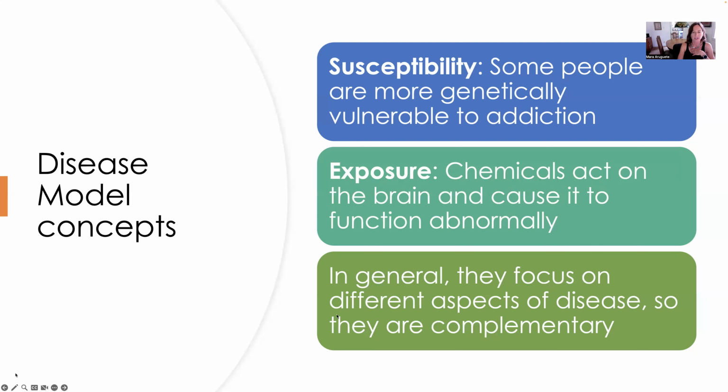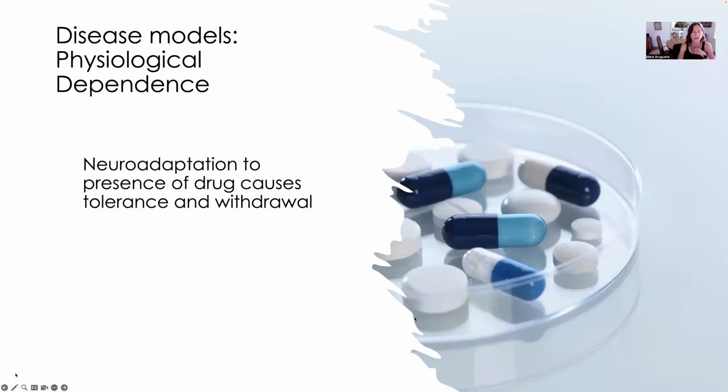Okay, so the disease models generally have a concept of physiological dependence. The person who becomes addicted develops a dependence on the drug or the substance.